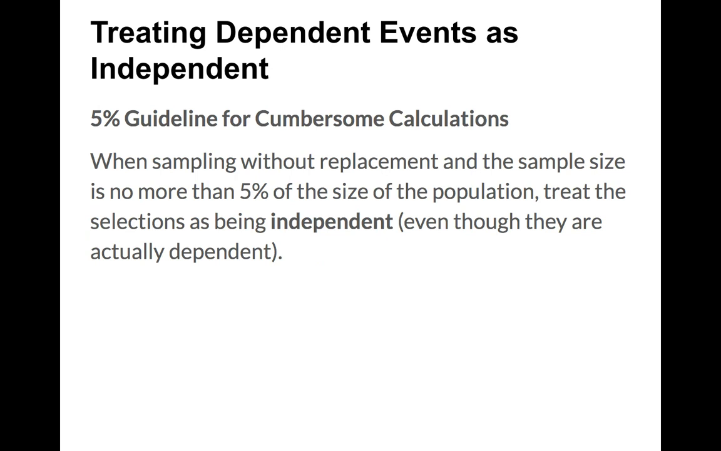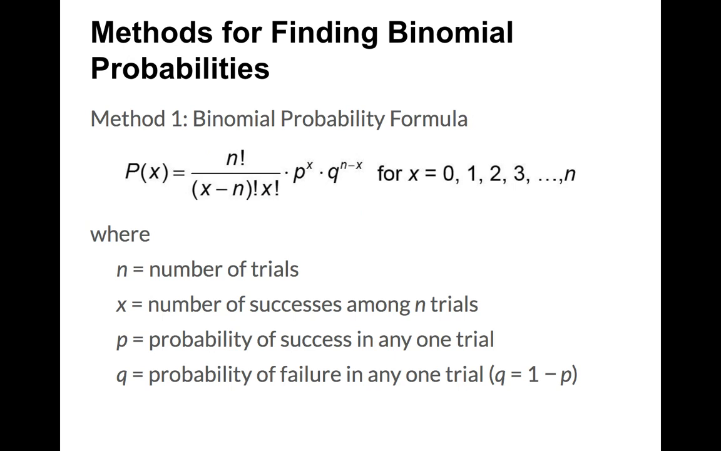5%, this is just people, even if we don't replace them, that's independent. Now, there are 2 ways we're going to talk about to calculate this probability. 1, using our formula. It's a lovely, beautiful formula, and it works so well. The probability of x, in other words, the probability that we get exactly x successes in n trials, is equal to n factorial divided by the quantity n minus x factorial times x factorial, times p to the x times q to the n minus x.